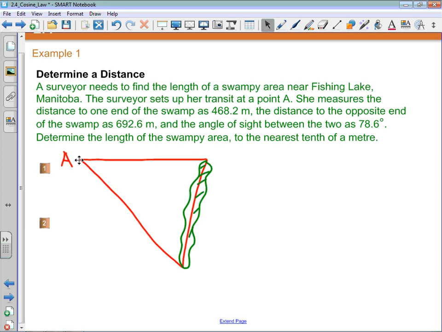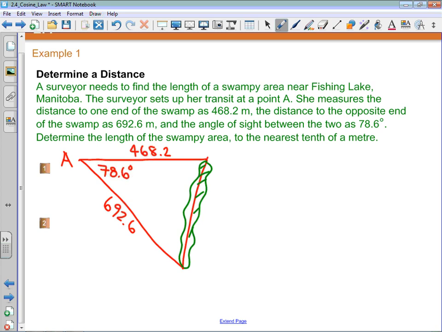And so what this surveyor has done is that she's measured the side to either end of the swamp. So I'm going to make this the 468.2. I'm going to make this other side the 692.6. Now, again, this isn't to scale, and that's fine. The math will solve it for us. And then the angle of sight between the two ends of the swamp here is the 78.6 degrees.